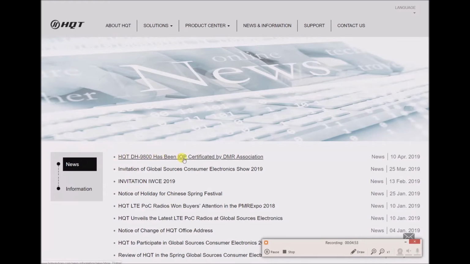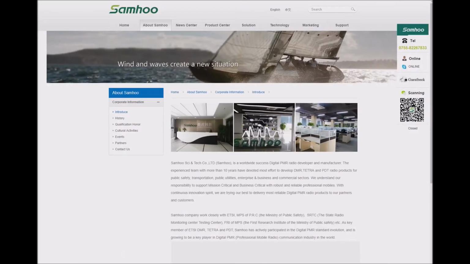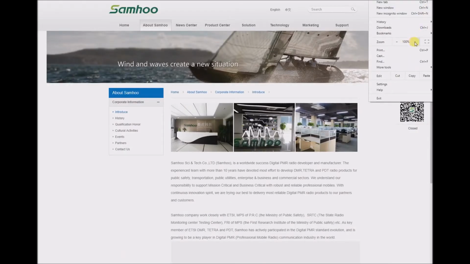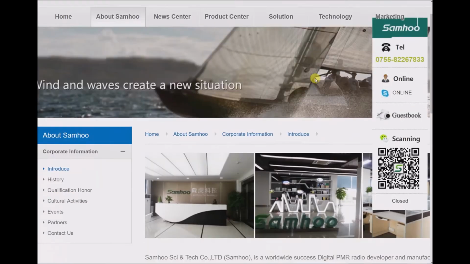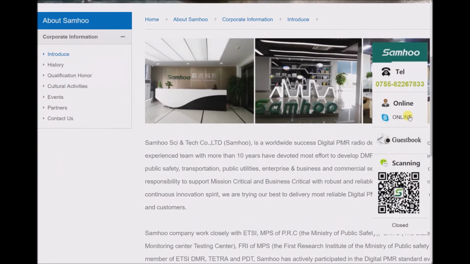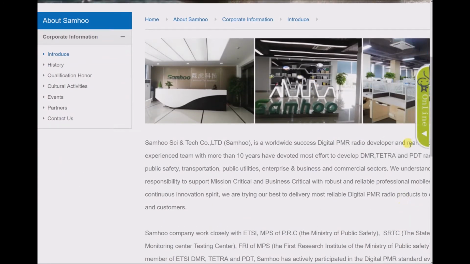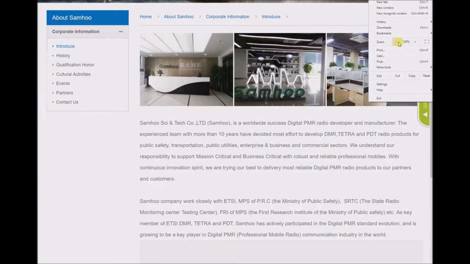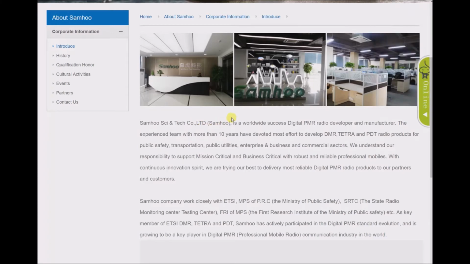It was certified by the DMR Association, so you can see things in action. Okay, here's the SAMHU website. I'll just zoom in. Let me close that. Okay, SAMHU Science and Technology Corporation Limited.